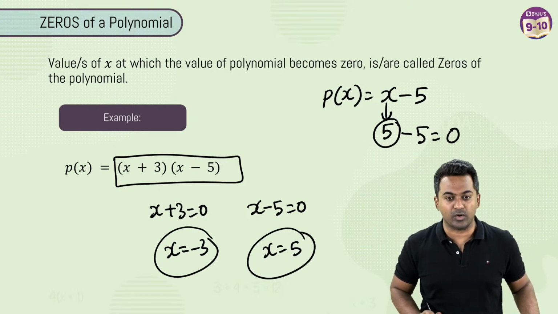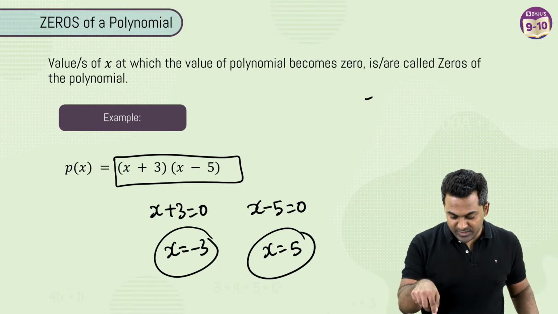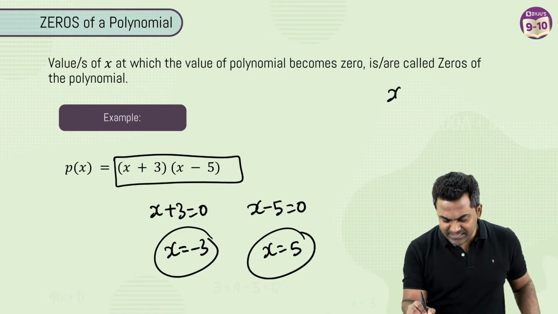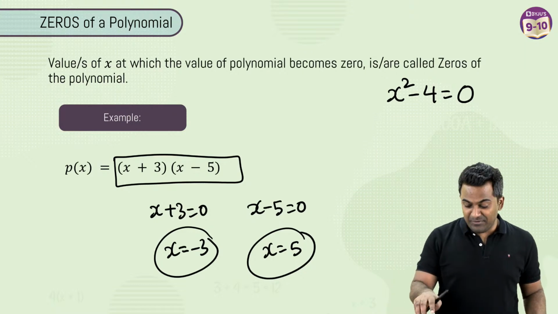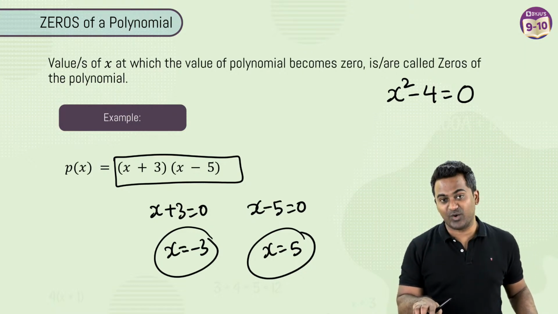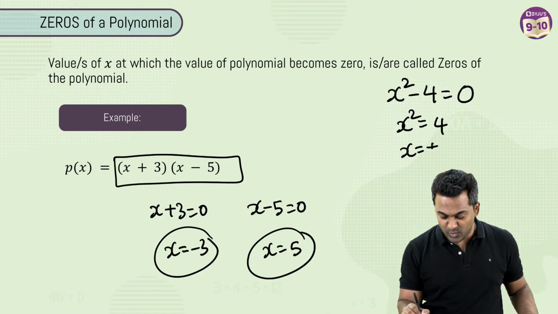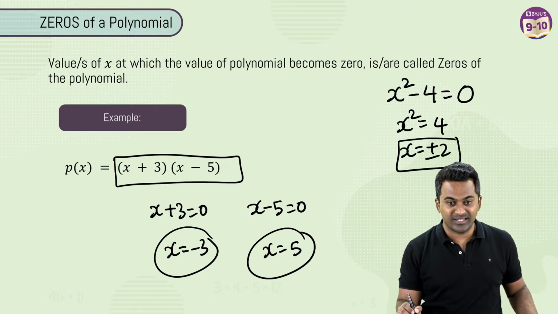Very good, very good. Now I'll give you an interesting one. I'll rub this out first. I'll give you an interesting one now. x square minus 4 is equal to 0. Tell me for what value of x this will become 0. The zero will be when? Because when you're trying to solve this, x square is equal to 4 and x can be equal to plus or minus 2. Right?